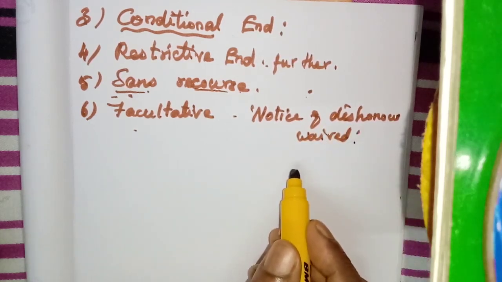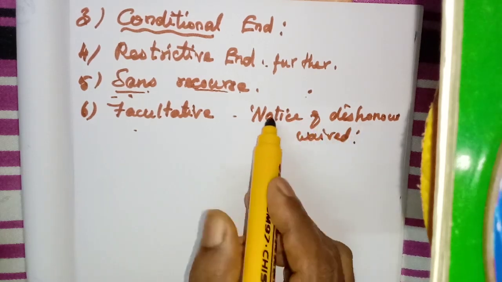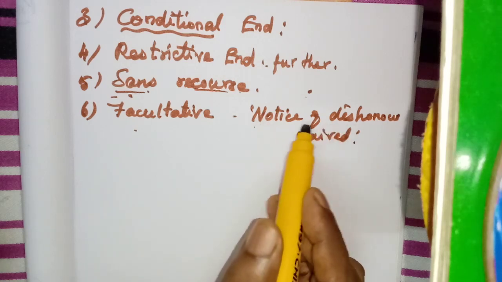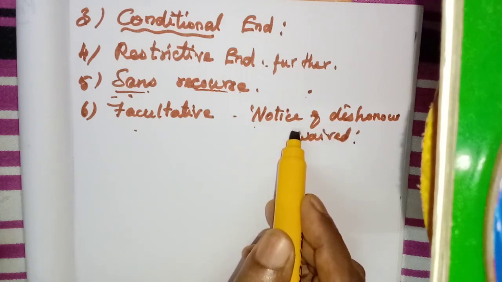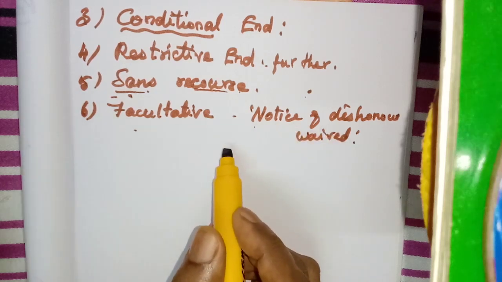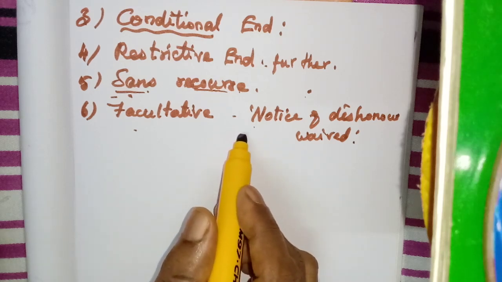So even if he writes these words, notice of dishonor waived, that means he is not responsible for the dishonor. But even then, legally the endorser is the person responsible for the dishonor of the check. Okay.